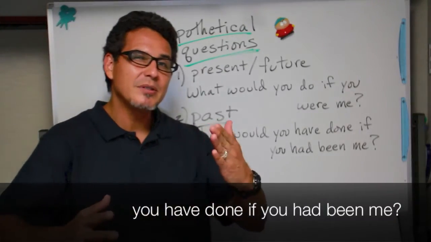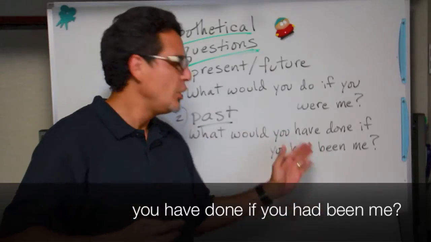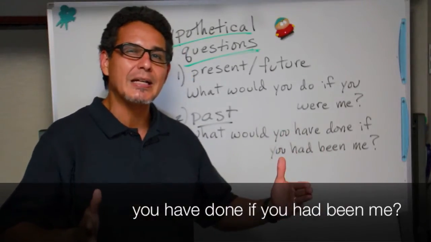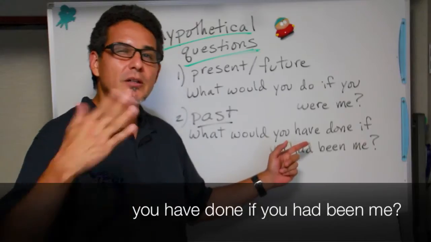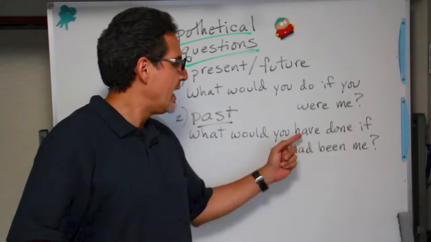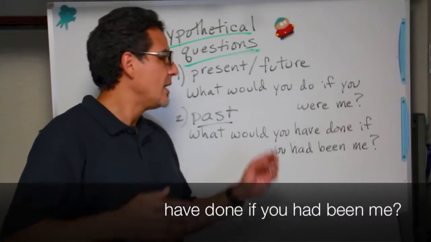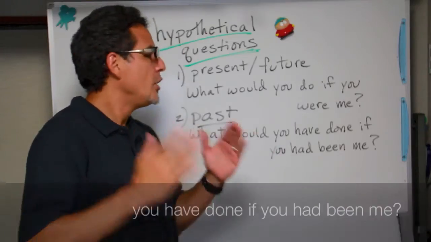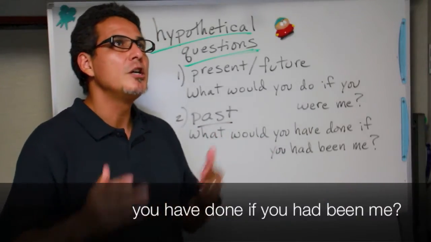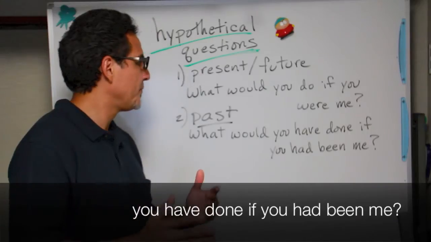And sometimes, with a long sentence like this, you can repeat one section again and again. For example, if you have trouble here, let's repeat that two or three times. Have done if you had been me. You have done if you had been me.